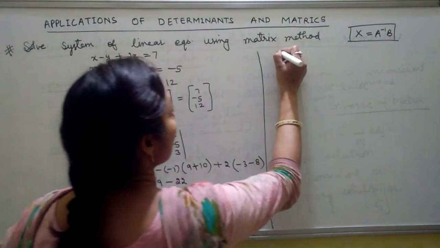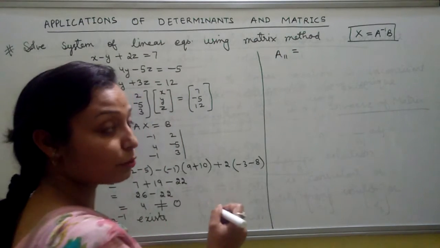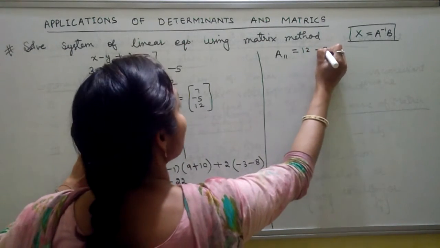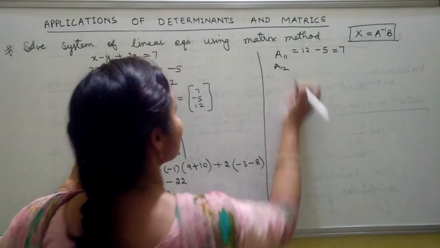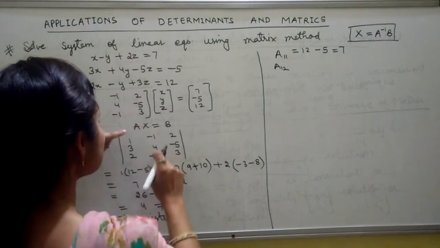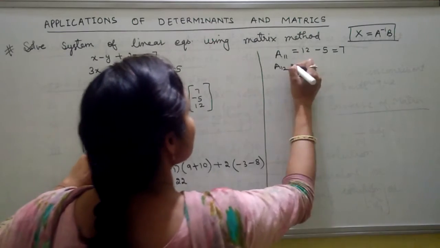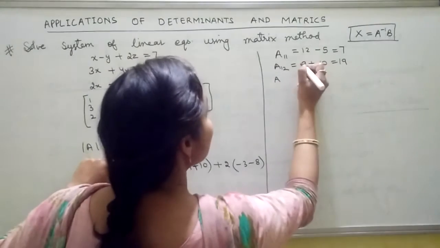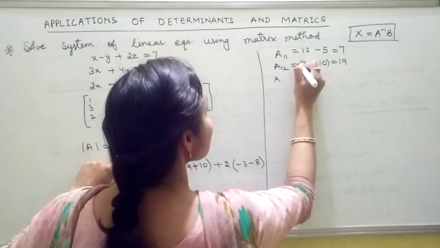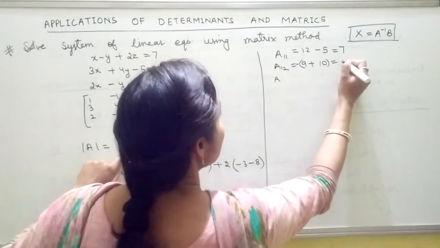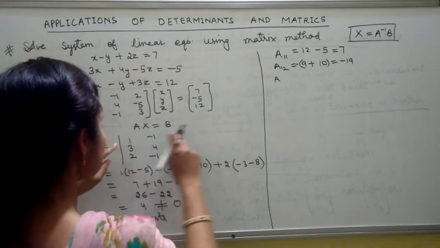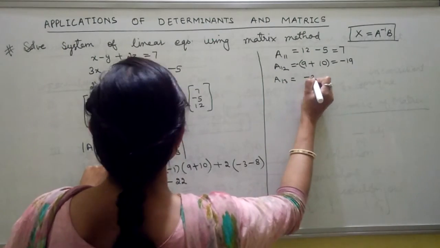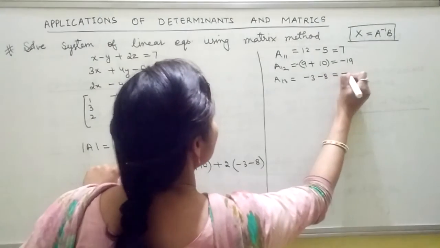Now come to A11, that is the cofactor to find the adjoint. A11: 12 minus 5, that is 7. A12: 3 3s are 9 plus 10, that is 19, and it is negative 19 because there is a negative sign. So we have negative 19. Now this and this will cancel. So we have 3, negative 3, 4 2s are 8. So what did we get? Minus 11.